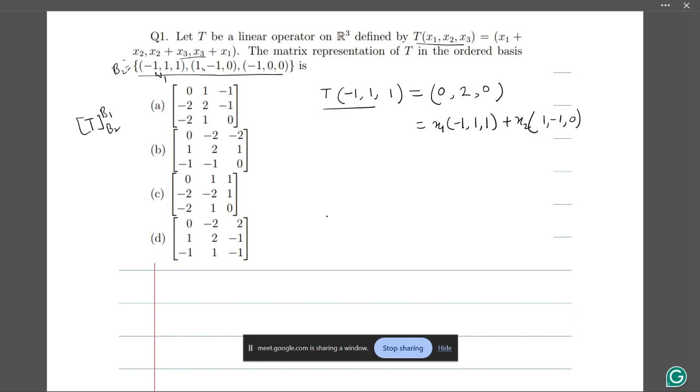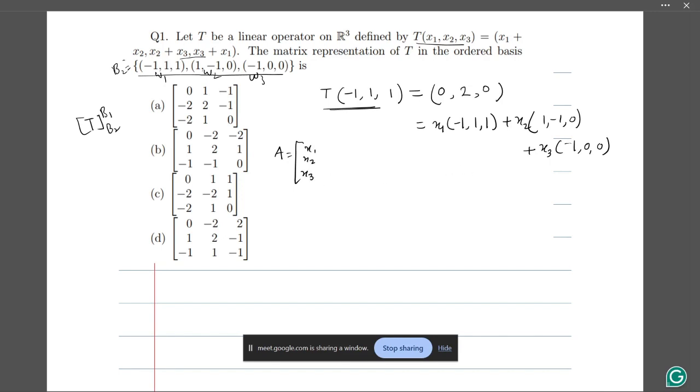Let's say this is W1, W2, W3. T of W1 is a linear combination of W1, W2 and W3. So here I am writing x3 times (-1, 0, 0). We want to calculate x1, x2, x3, and then matrix A will have its first column as x1, x2, x3.